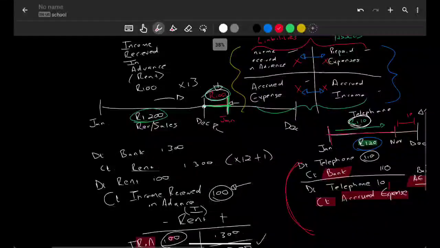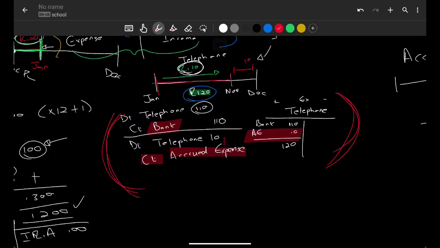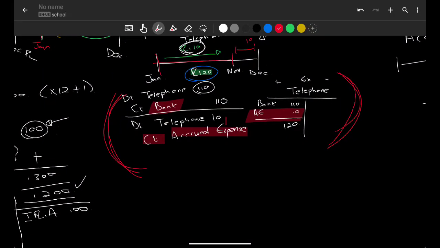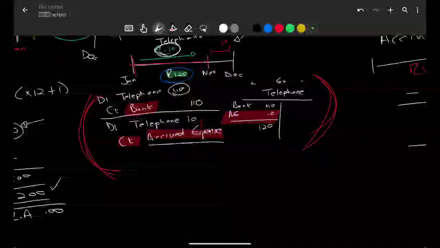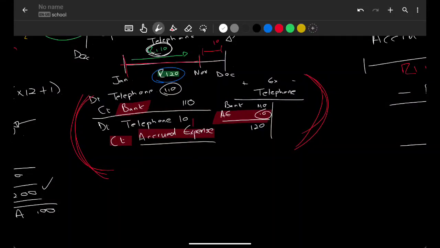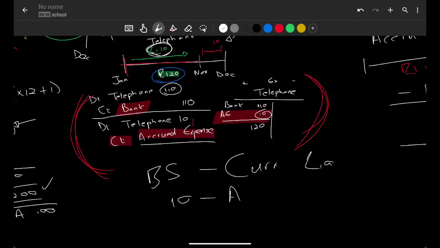And then when you get to matric, you should be able to do this and know that when I do a transaction like this and it's telephone and it's accrued expense, this 10 rand is going to go to the balance sheet under current liabilities, and I'm going to add 10 rand to either accrued expenses or trade and other payables, right?